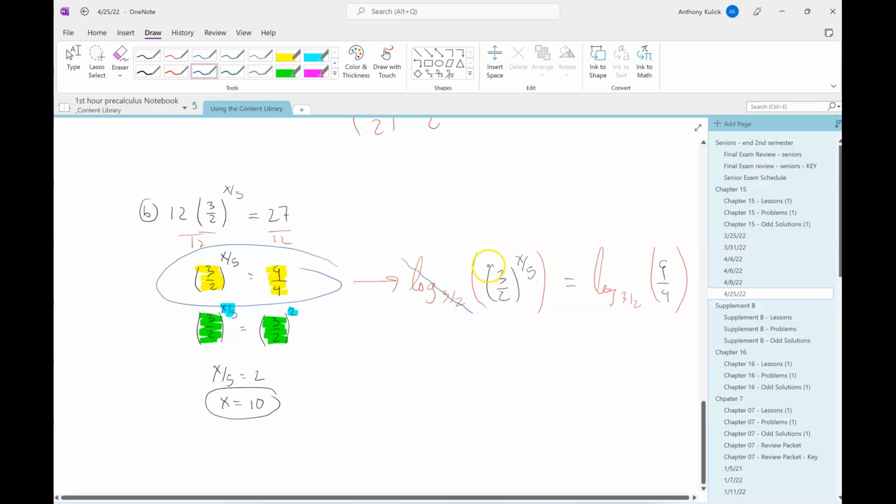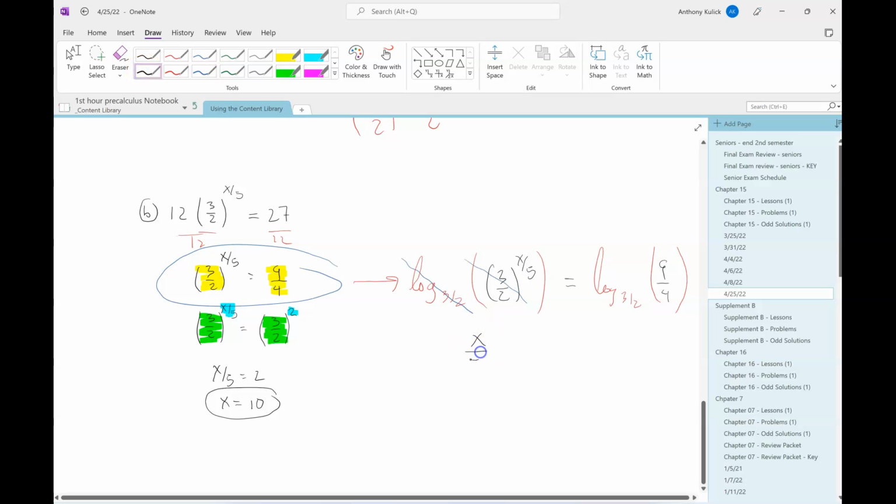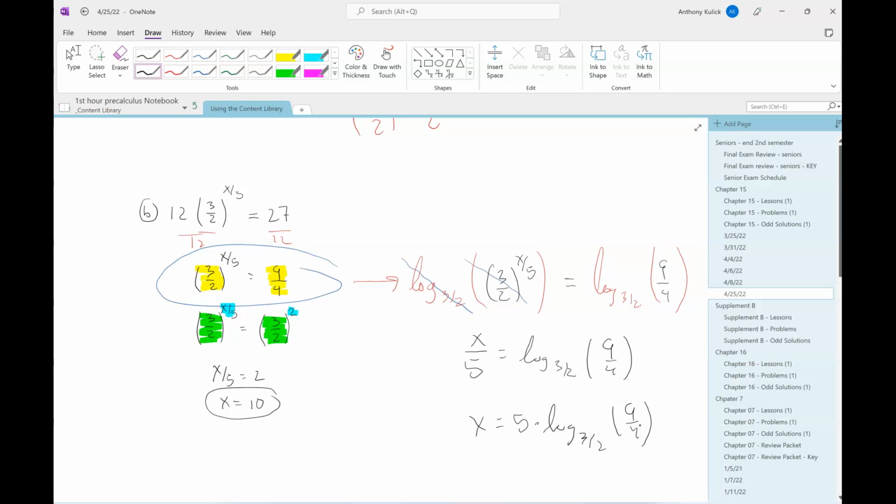Because that log base 3 over 2 cancels exponent base 3 over 2. So I'm left with that. If I multiply both sides by 5, I have that, which is now a calculator problem.